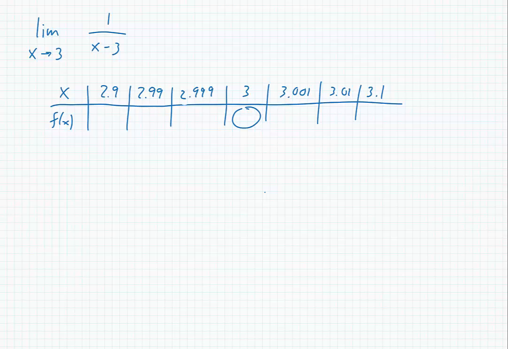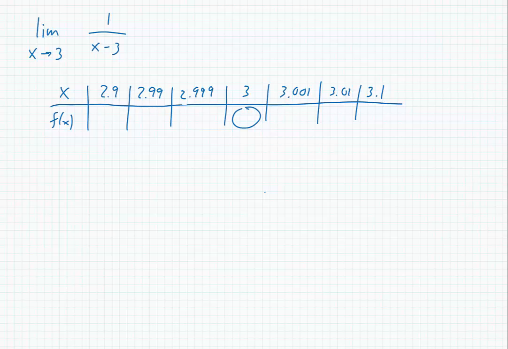And I've already set up a table for us, giving some x values that approach 3 both from the left-hand side, 2.9, 2.99, 2.999, and values that approach from the right-hand side, starting from the far right, 3.1, 3.01, 3.001.